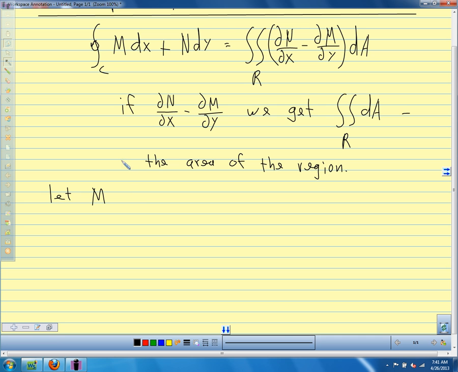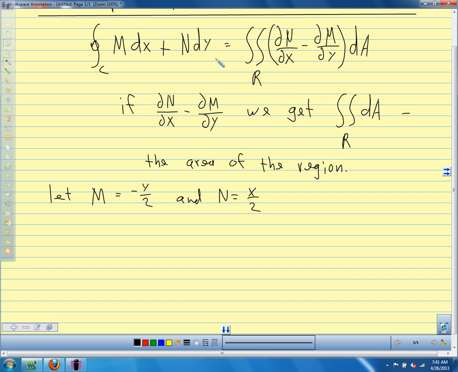So we're going to think, and we're going to say let M equal negative y over 2, and N equals x over 2. So then if we take these partial derivatives and this difference, we just end up with 1 as our integrand. And then we can use this line integral to find the area of our region.